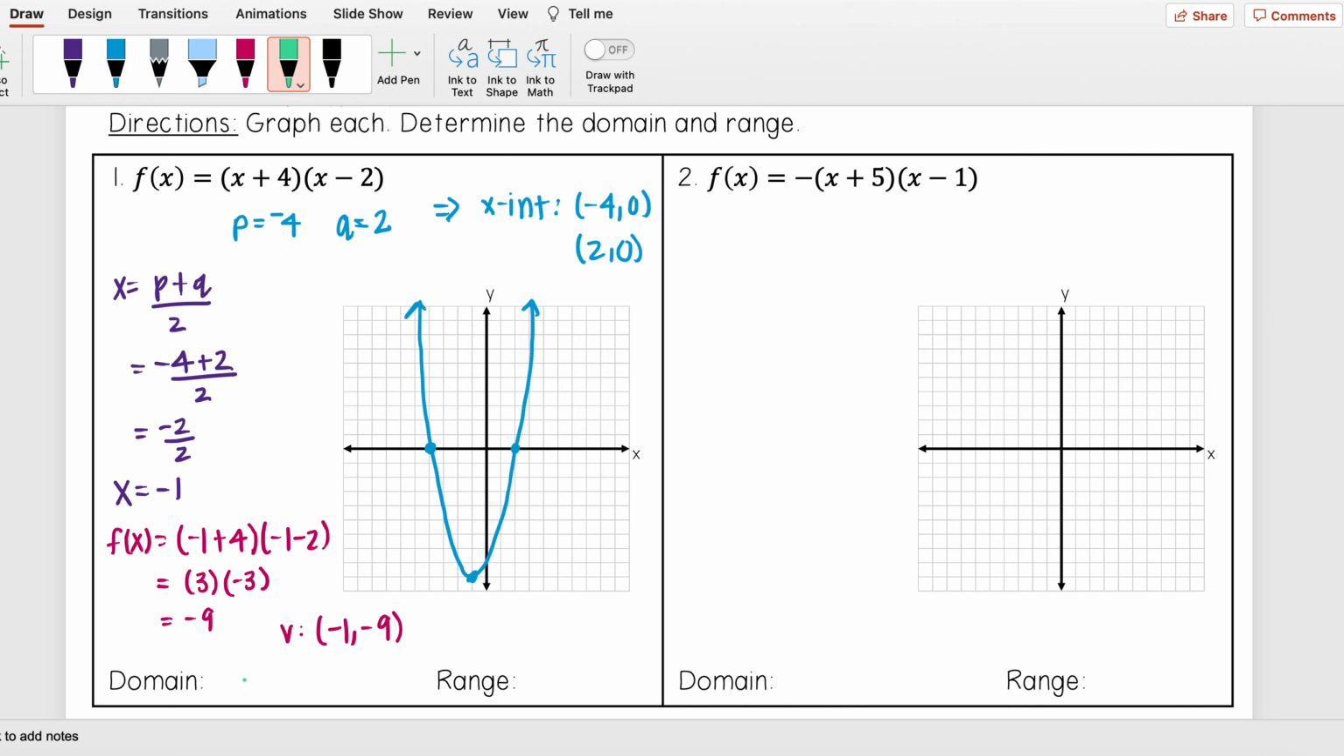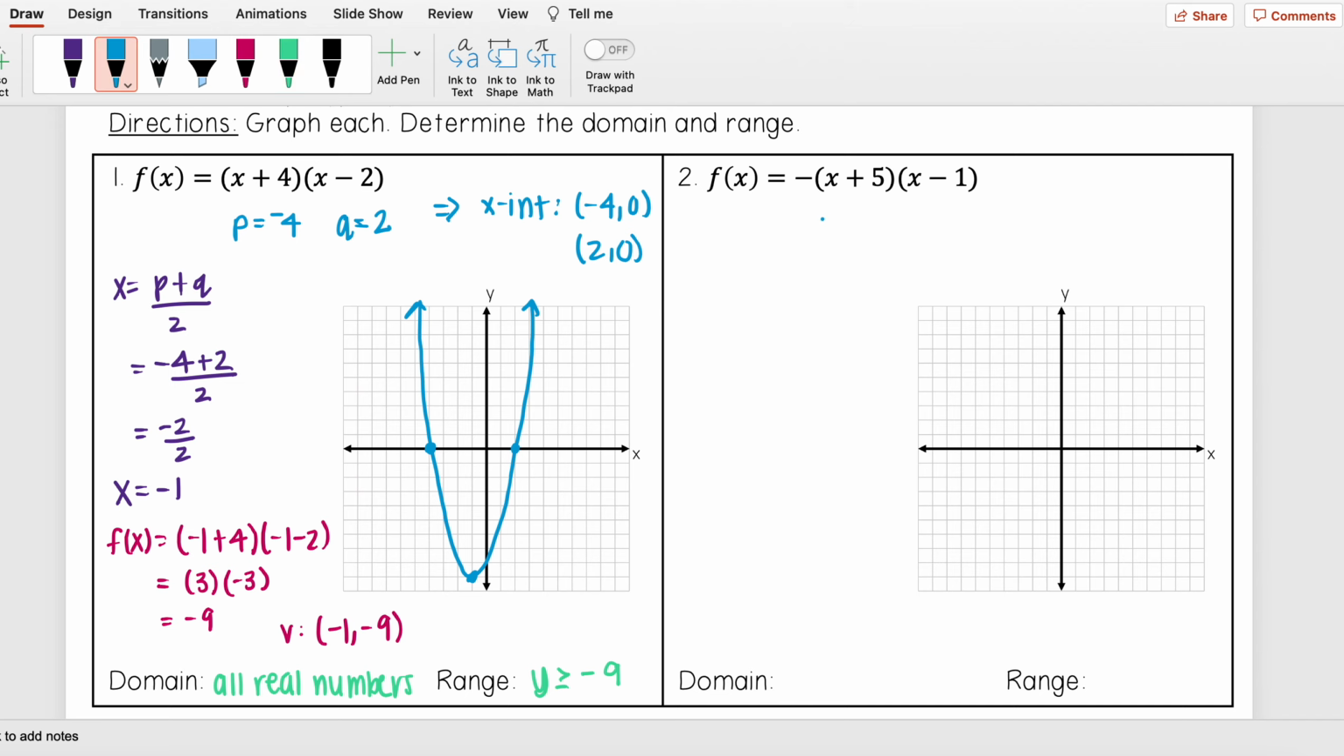And now lastly, it asks us to find the domain and range. So domain, again, that's just always going to be all real numbers. And then the range, since it's opening up, it's going to be y is greater than or equal to the y value of your vertex. So my y value of the vertex is negative 9. So that means this is going to be y is greater than or equal to negative 9.